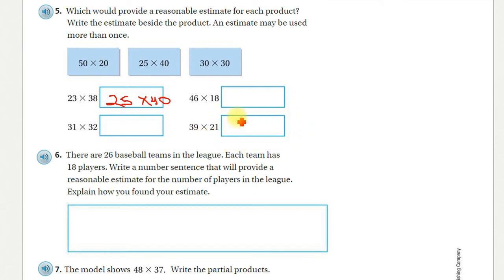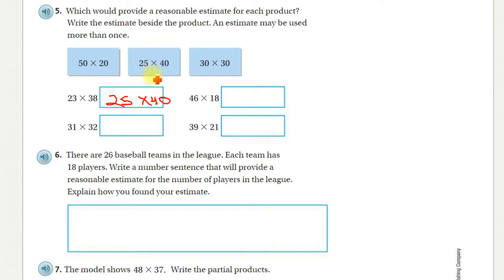Now down here, this was another one that caused a little trouble. So we have 39, well that's about 40, and 21, that's about 20, like we did on the last one. But again, we don't have a 40 times 20 up here as one of our choices. So again, we do have a 40 though, and again, they wanted you to use that compatible number.